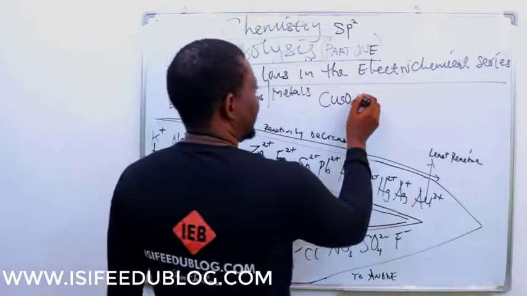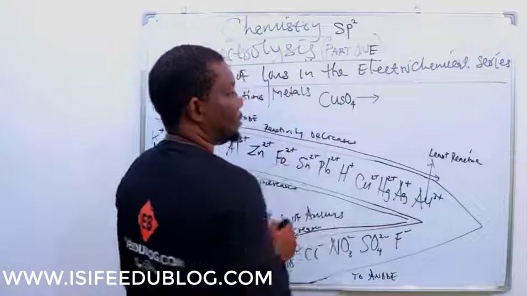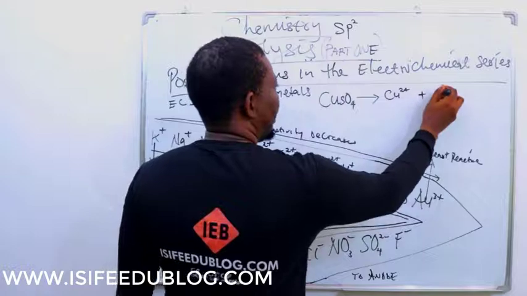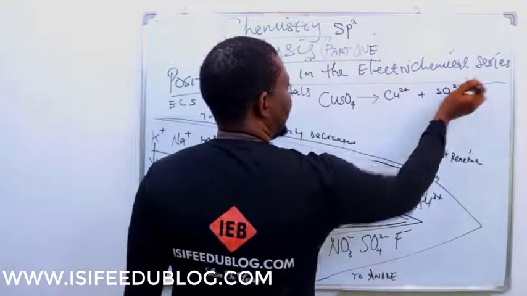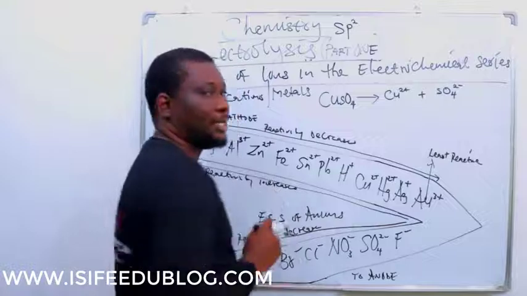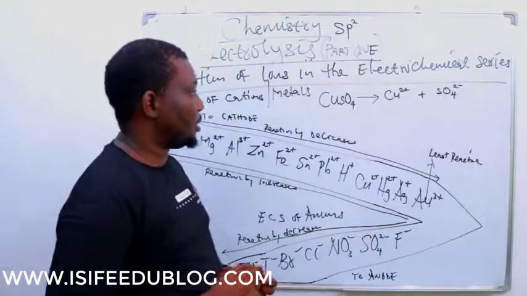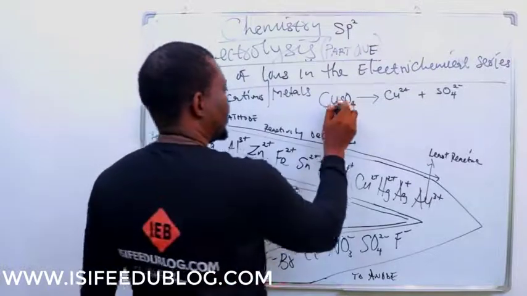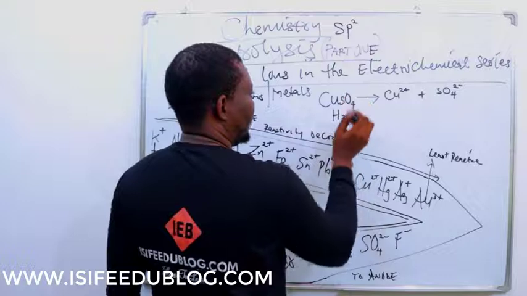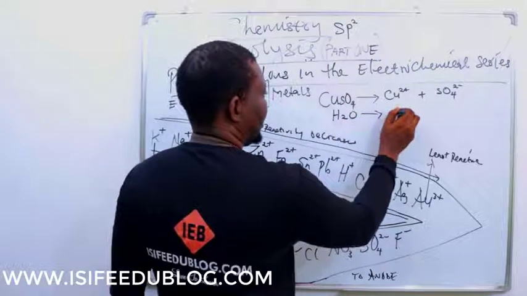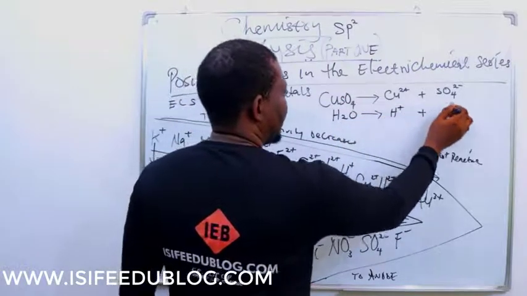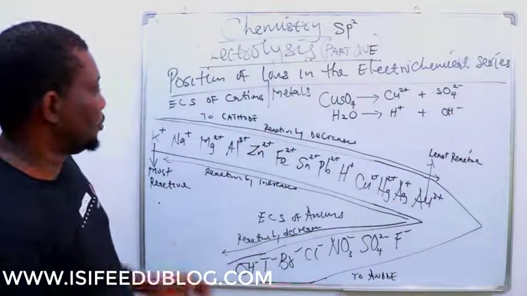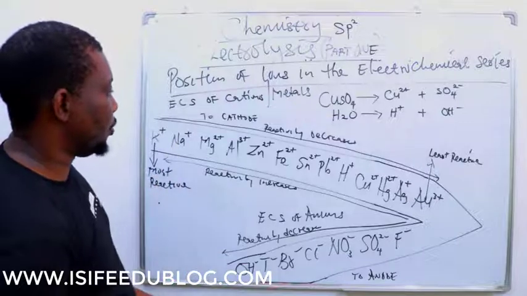First of all, we have to find out how this salt dissociates. It dissociates into copper(II) ion and sulfate ion. And since in electrolysis we are talking about an aqueous solution of the salts, the aqueous medium produces hydrogen ion and hydroxyl ion.